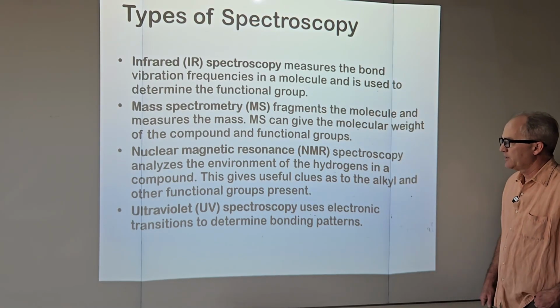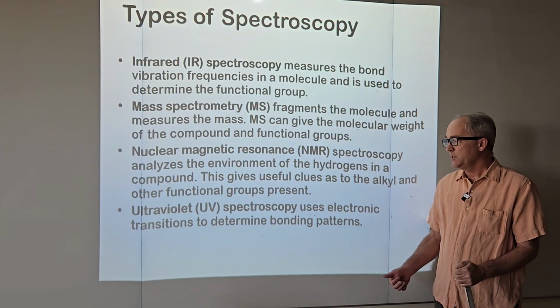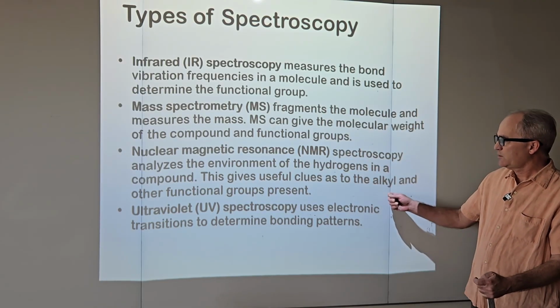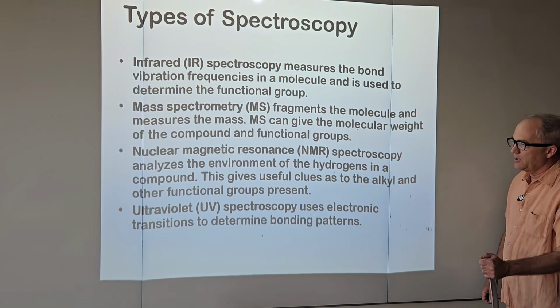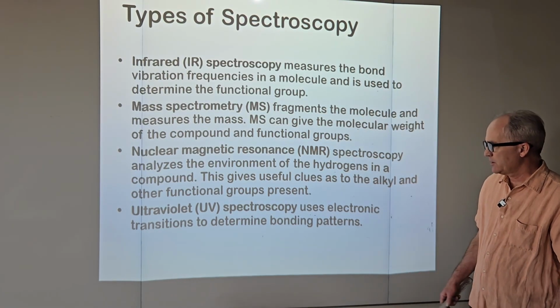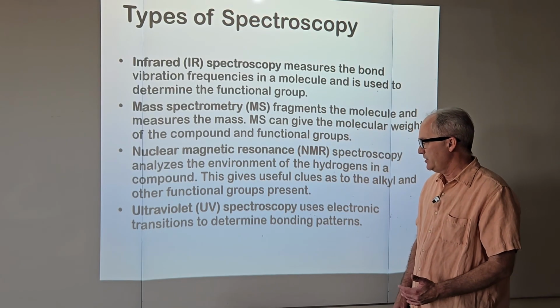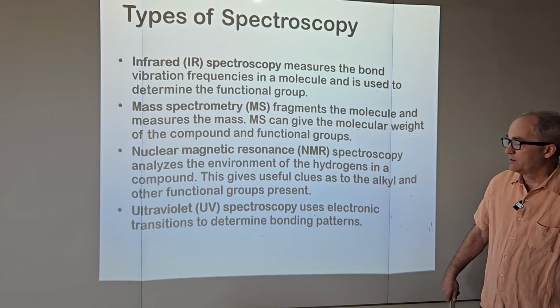It analyzes the environment of the hydrogens in a compound. Of course, we're also going to do carbon-13 NMR. This gives clues to the alkyl and other functional groups present. Ultraviolet spectroscopy uses electronic transitions to determine bonding patterns.